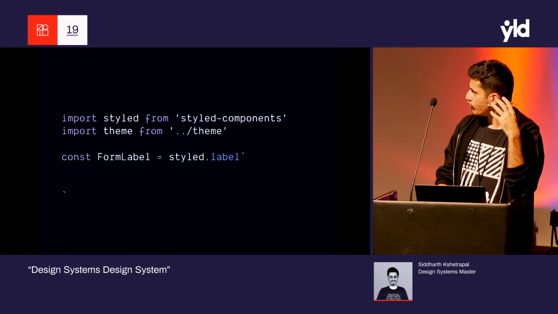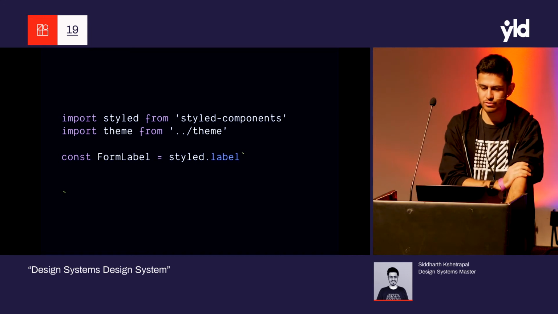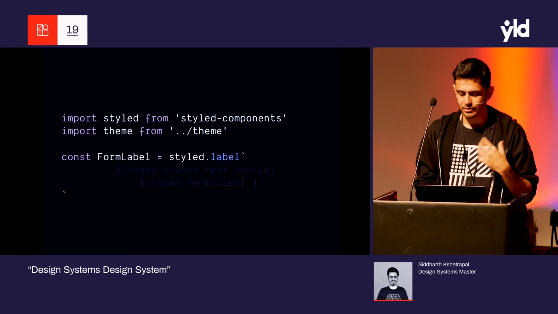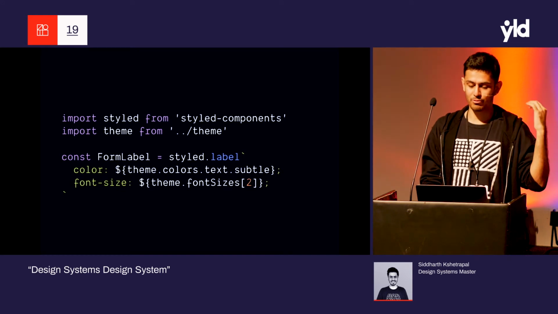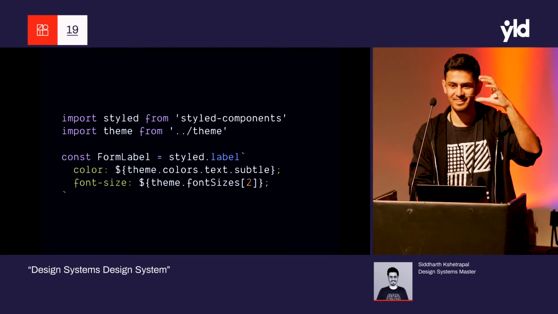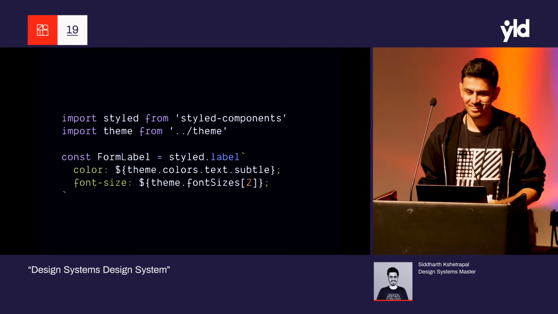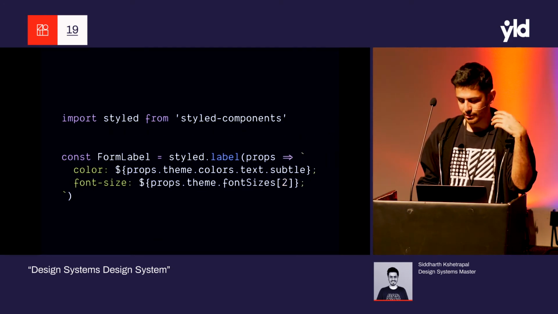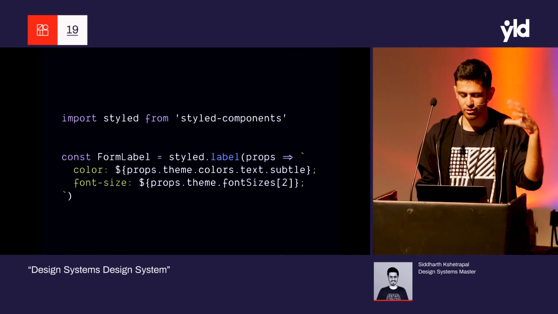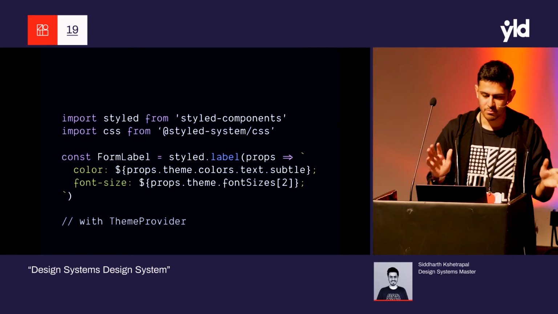So this is one way to do it. We use styled components because everyone's super into JavaScript. And you can import the theme and say, I have a form label. I want theme.colors.text.subtle, right? Instead of finding the hex code. I want theme.fontSize, the second one, right? Because that's also on a scale. And styled components gives you better tools, so you don't have to import the theme everywhere. You can get it from the props and things. You can use a theme provider there.